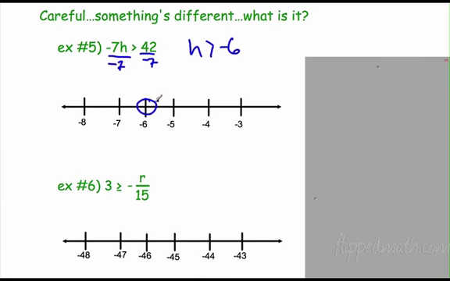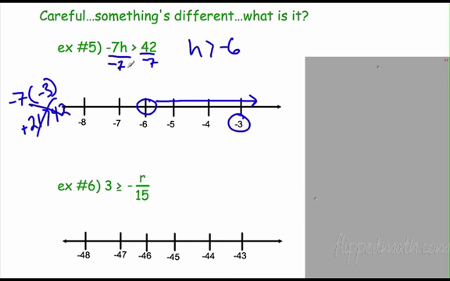Start at -6. I want all the numbers greater than that. All right, let's try one. Let's try -3. -7 times -3 is 21. Is 21 greater than 42? No, that's not true. This is where the trick comes in.